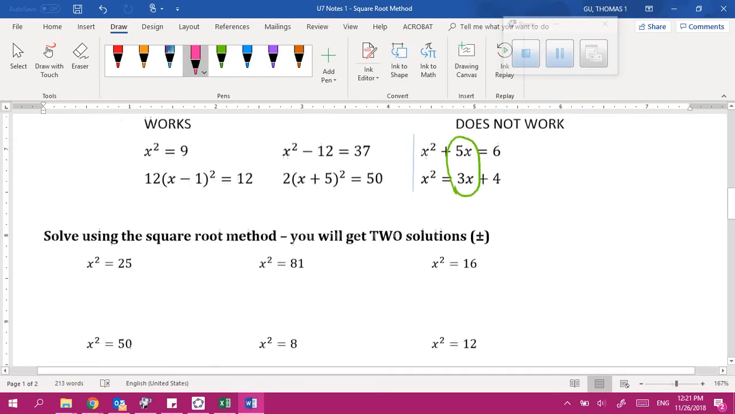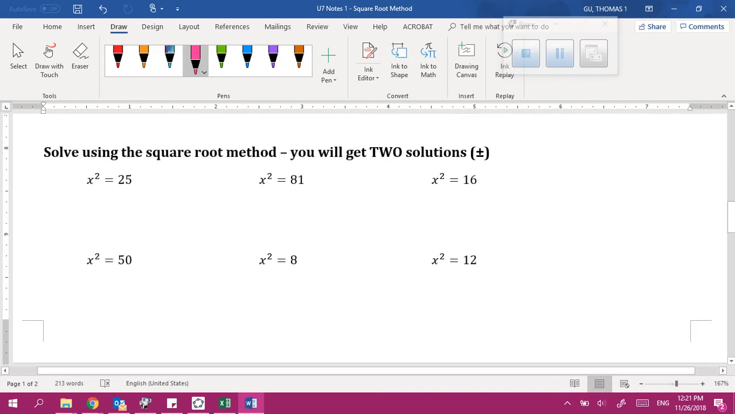Now we're going to solve using the square root method. Let's do some examples because practice makes perfect. This first one, x squared equals 25. And look, they're telling you you're going to get two solutions, plus or minus. We're trying to solve for x, right? So how do I get x by itself on this very first one? X squared equals 25. We take the square root. Square root is the opposite of squaring. So we take the square root, and that cancels out the squared. So what's left on my left side? Just x on the left side. Equals.